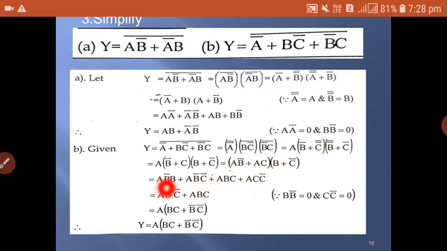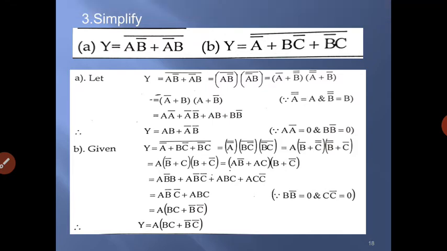Again multiplying individual terms, AB bar into B plus AB bar into C bar plus ABC plus AC into C bar. So B bar into B is 0, this term will become 0, and C into C bar is also 0, this term will become 0. So the leftover terms are A into B bar C bar plus ABC. So it will be A into BC plus B bar C bar, which is the minimized expression for the given function.